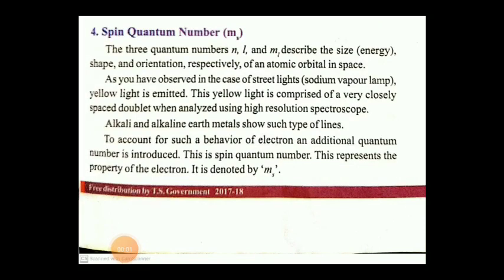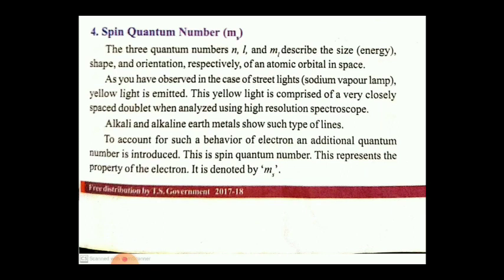Hi everybody. In the 10th class English medium, 6th chapter, we are discussing the quantum numbers. We have already discussed the principal quantum number n, which tells us about the size and energy of the shell in which the electron is revolving around the nucleus in the atom. We also discussed the angular momentum quantum number l, which describes the shape of the subshell in which the electron is revolving, and ml, the magnetic quantum number, which tells us about the orientation of the orbital.